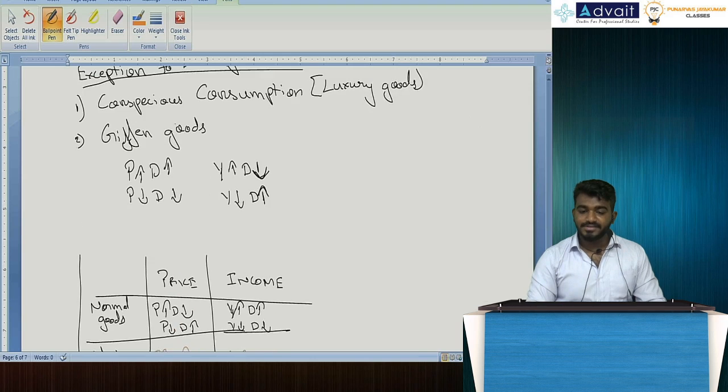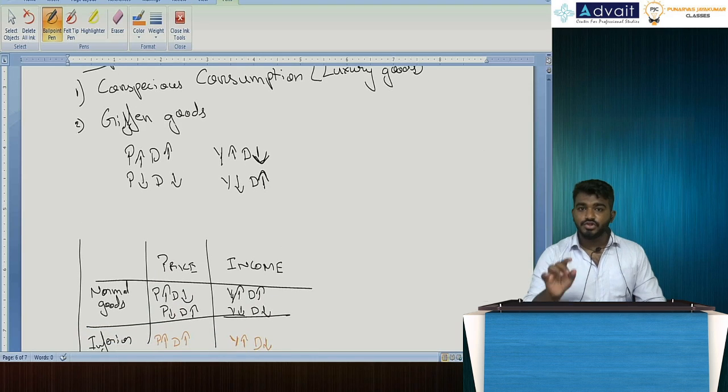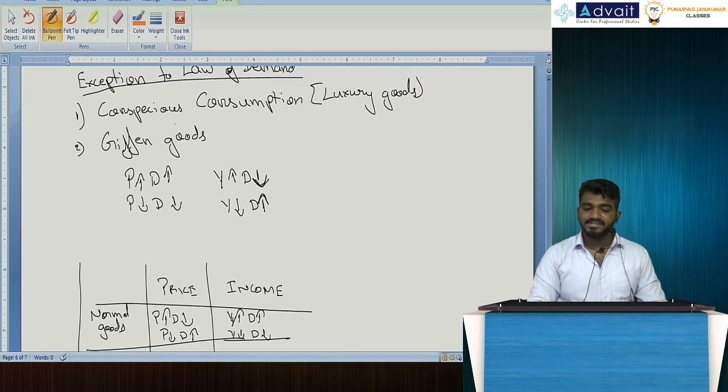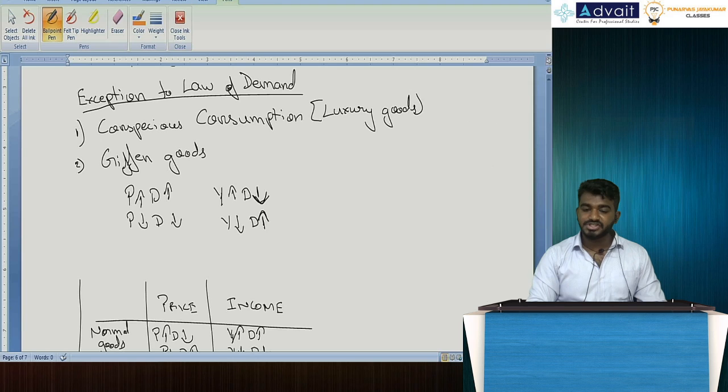Now, what do you mean by Giffen goods? Sir, those goods on which a customer spends a major part of his income. Acceptable? And sir, all Giffen goods are inferior goods, but all inferior goods are not Giffen goods. Acceptable? Did you people understand? Shall I proceed further? Now, sir, which was the first point that we discussed in exceptions to the law of demand? Sir, conspicuous consumption. That is nothing but luxury goods. Sir, the second one was Giffen goods.